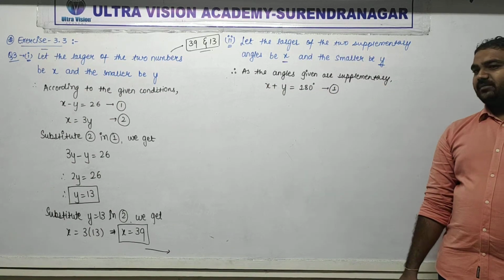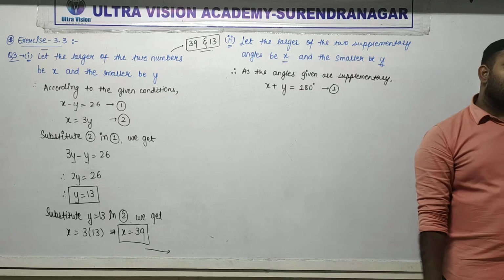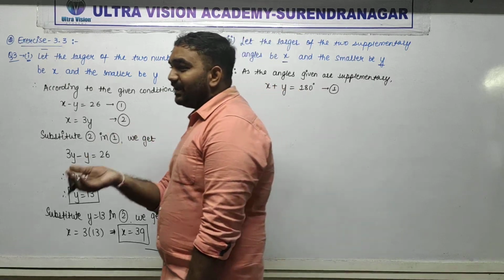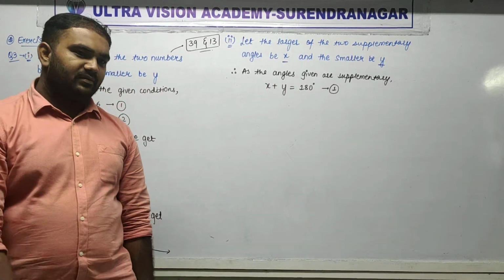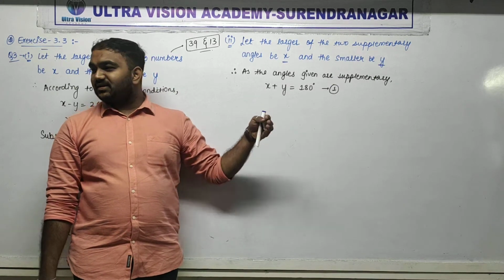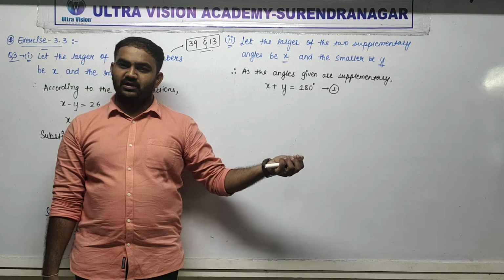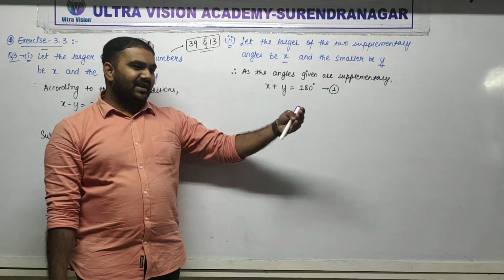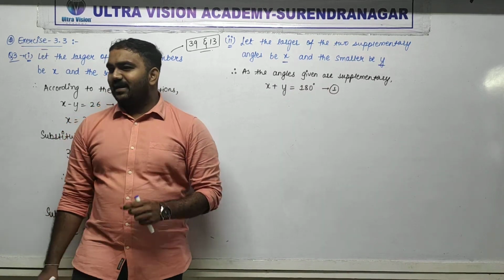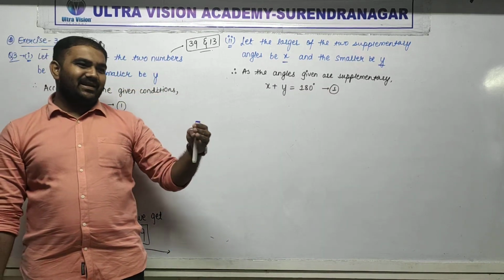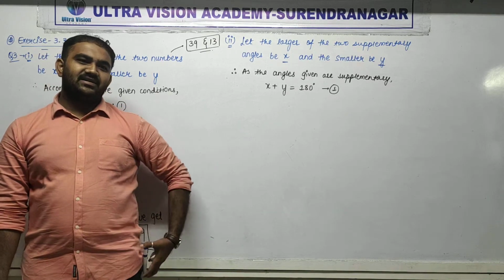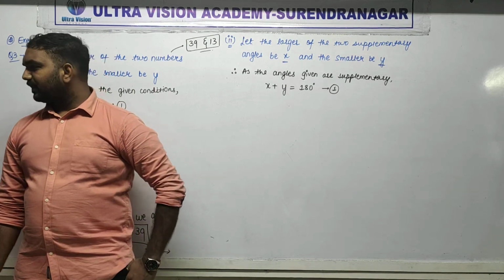The larger of the two supplementary angles exceeds the smaller by 18. Exceeds means it gets increased. It is more than the smaller one. Which is the larger here? X. X is 18 degrees more than the smaller one. X exceeds the smaller angle by 18. Exceeds means it is that much more.